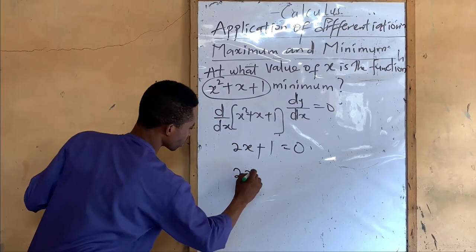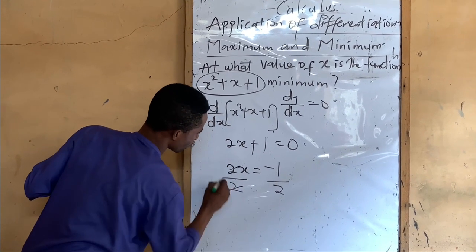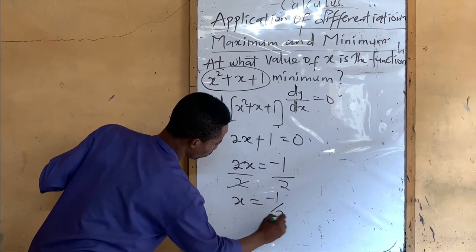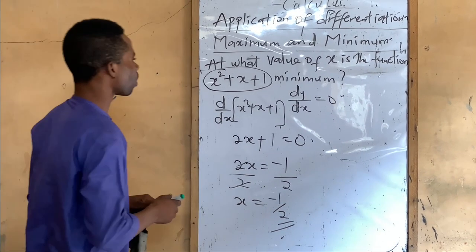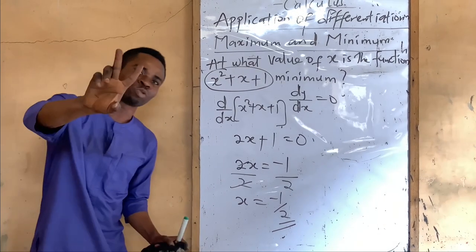I can say 2x equals minus 1, all over 2, all over 2. x equals minus 1 over 2. That means it is minimum when x equals minus 1 over 2. Assuming I got two values of x.